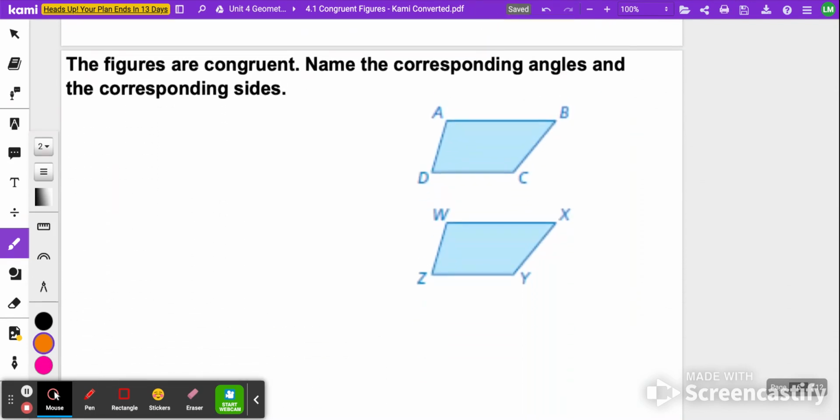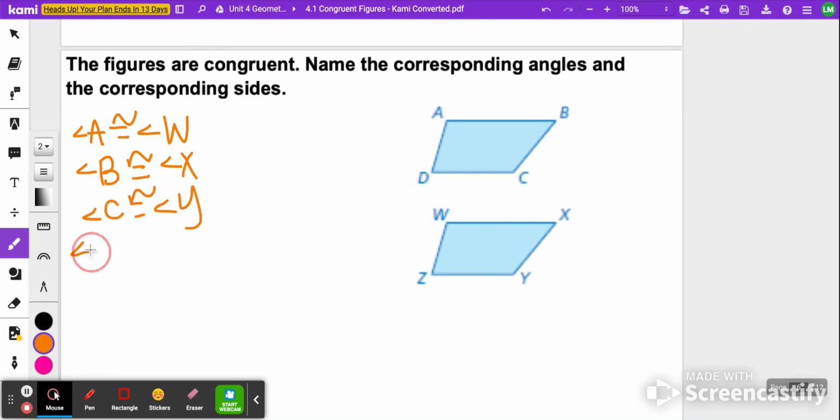All right, these figures are congruent. Name the corresponding angles and corresponding sides. So we're going to say angle A is congruent to angle W. Angle B is congruent to angle X. The next one we have is angle C, that corresponds with angle Y. And then angle D is corresponding with angle Z.